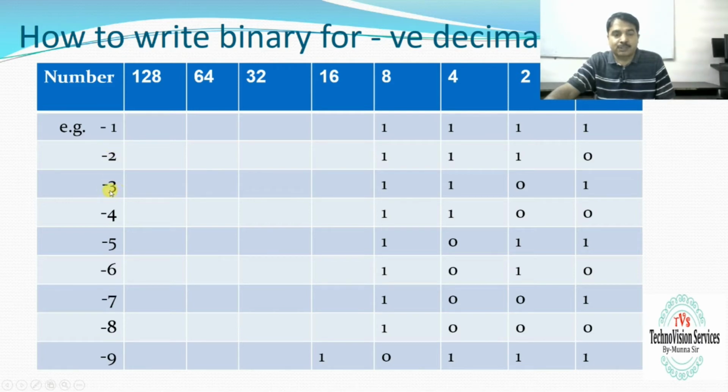Similarly for -3, how can we calculate? -8 plus 4 plus 1 means -8 plus 5, we will get -3. In this way you can calculate the binary for any negative decimal number. Still, if you have any doubts or queries, let me know in the comment section.